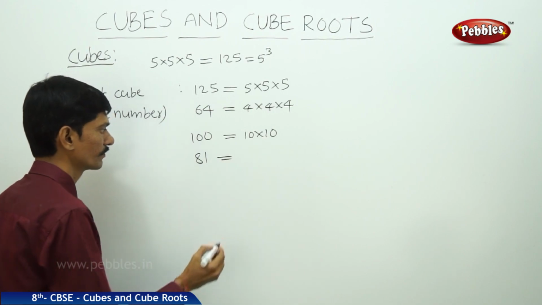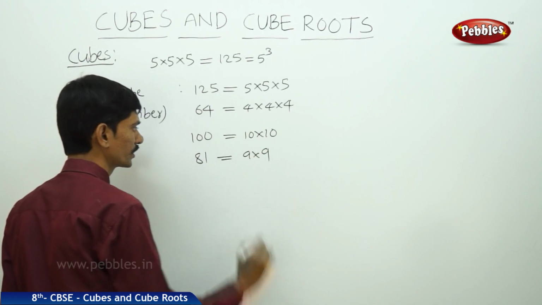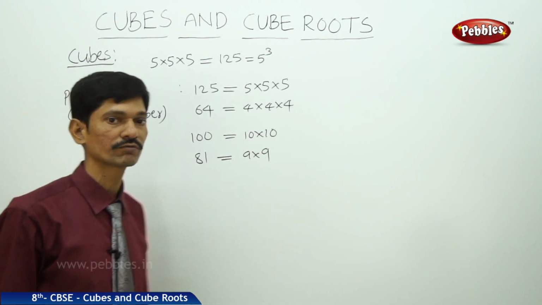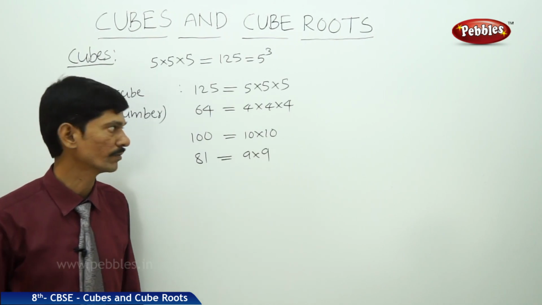Let us see this now. 81 can be written as 9 into 9. So it cannot be written as the product of three equal factors. So it is also not a perfect cube, meaning it's not a cube number.